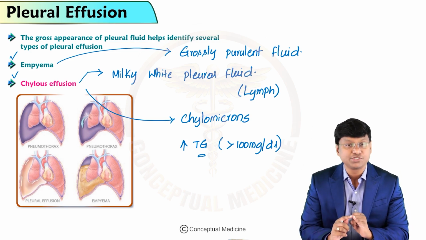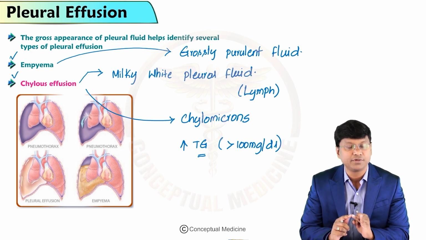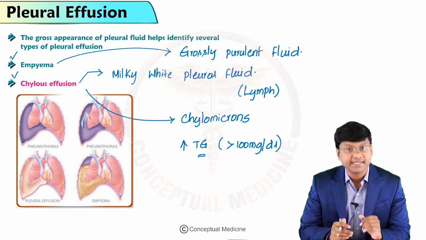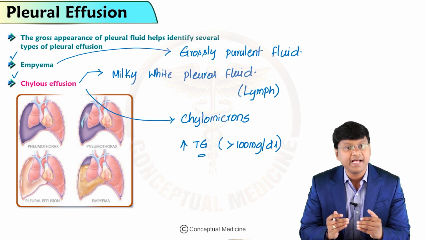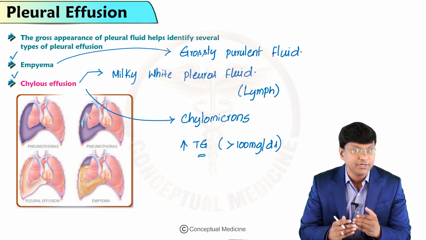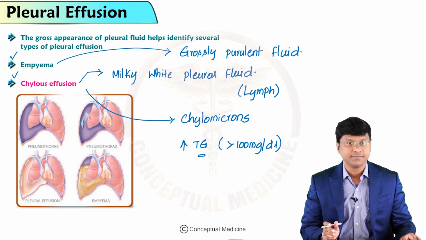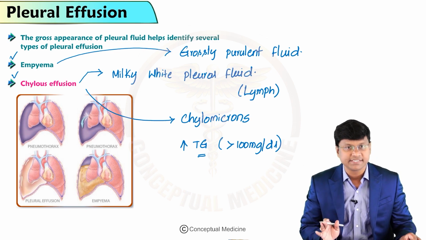So, accumulation of lymph, that is the milky white pleural fluid in the pleural space, is called chylous effusion. In chylous effusion, you have a greater quantity of chylomicrons and high triglyceride levels, and the triglycerides will be more than 100 milligrams per deciliter.